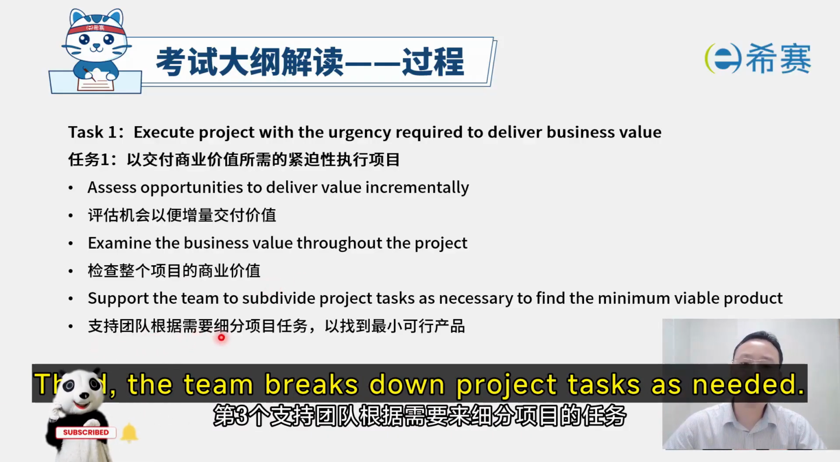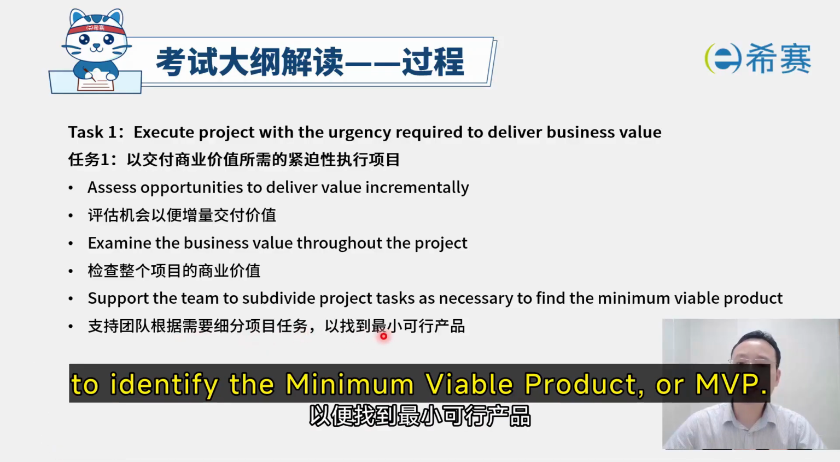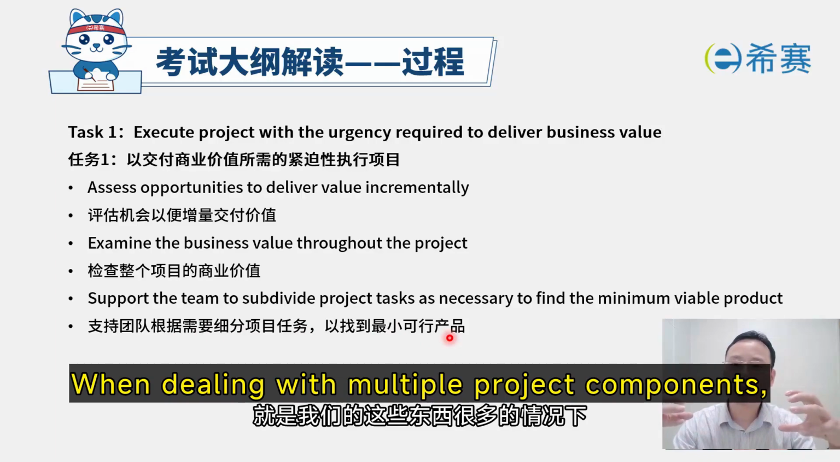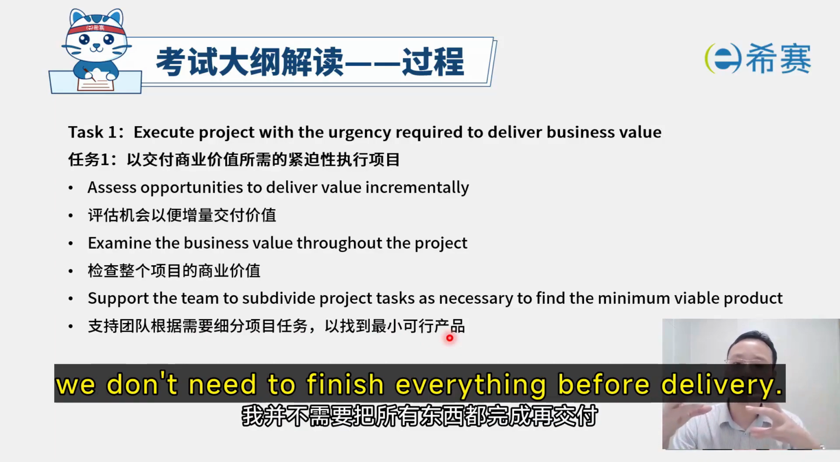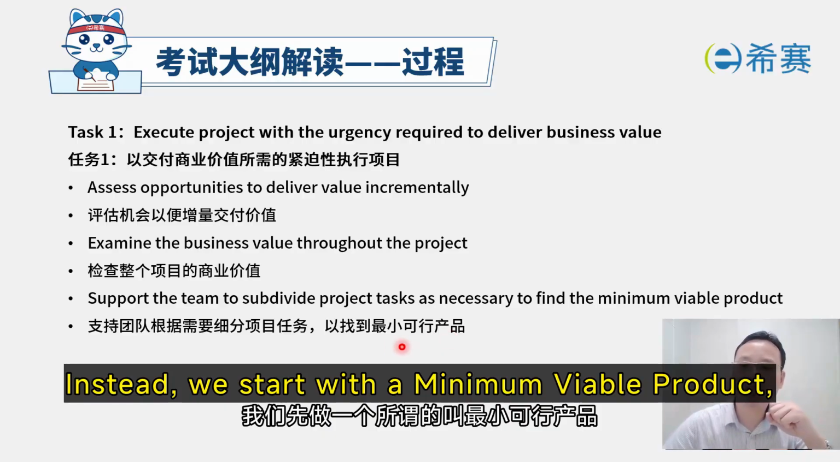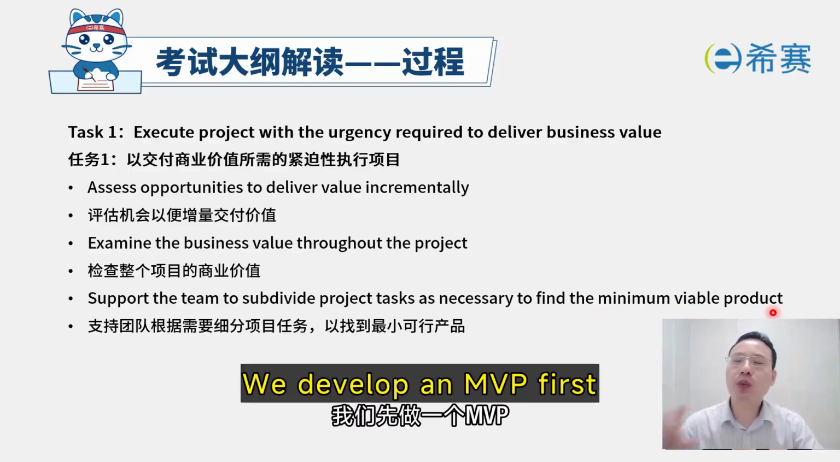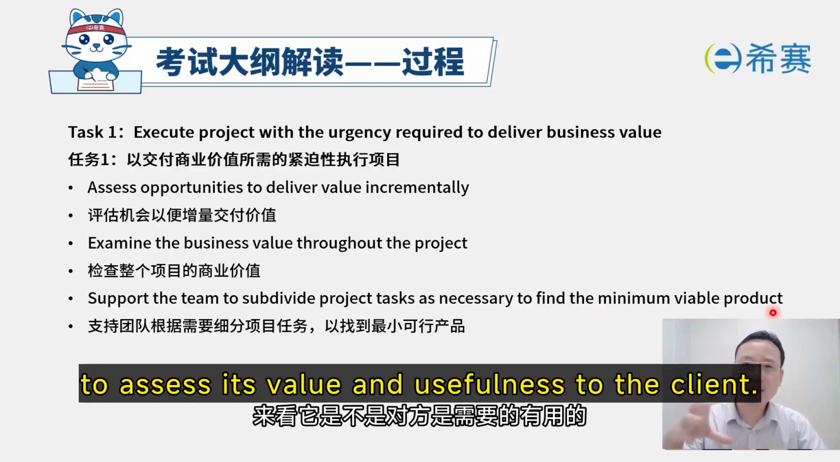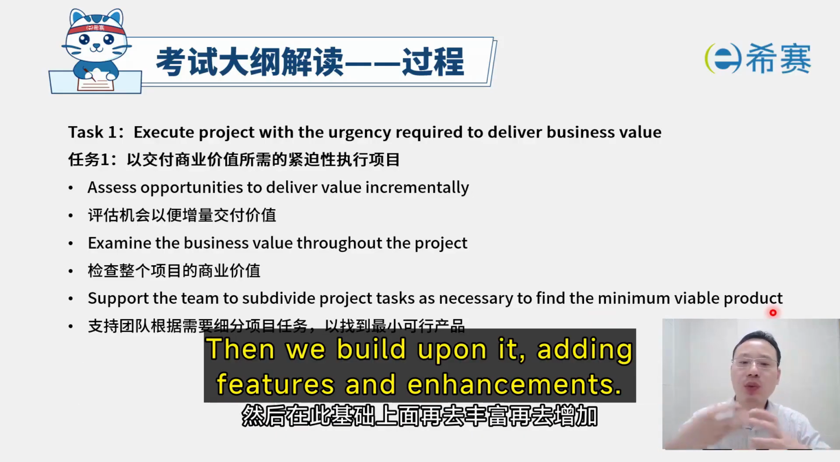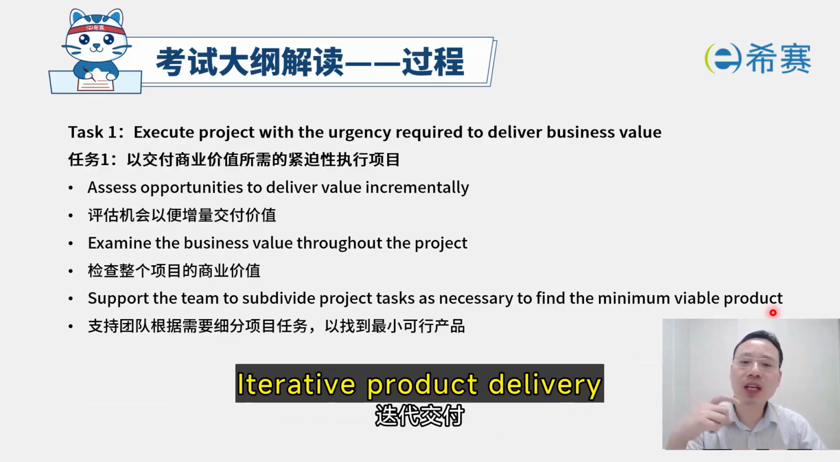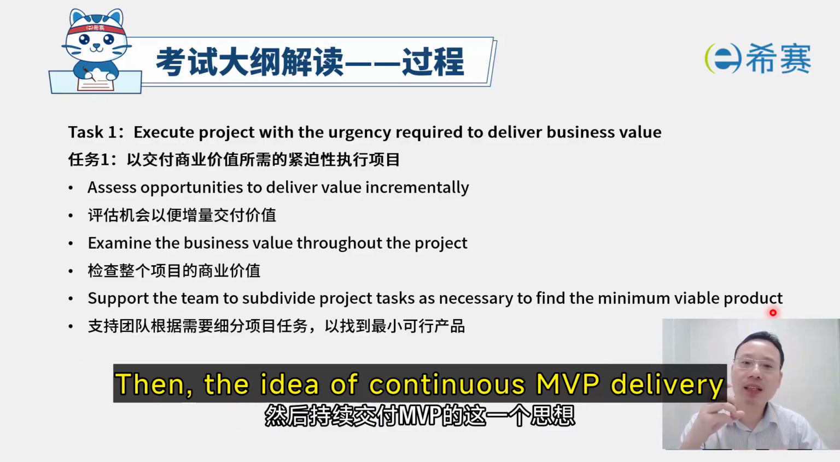Third, the team breaks down project tasks as needed to identify the minimum viable product, or MVP. This concept is also a key part of Agile methodology. When dealing with multiple project components, we don't need to finish everything before delivery. Instead, we start with a minimum viable product, or MVP for short. We develop an MVP first to assess its value and usefulness to the client. Then we build upon it, adding features and enhancements. This approach focuses on incremental delivery, iterative product delivery, then the idea of continuous MVP delivery.